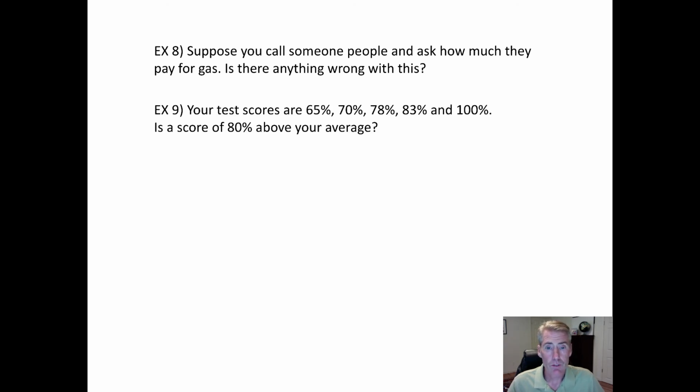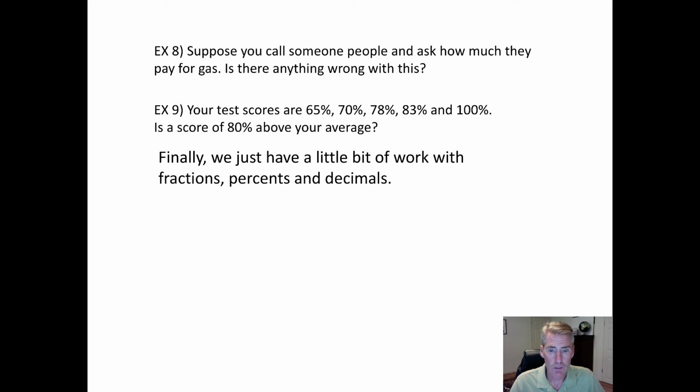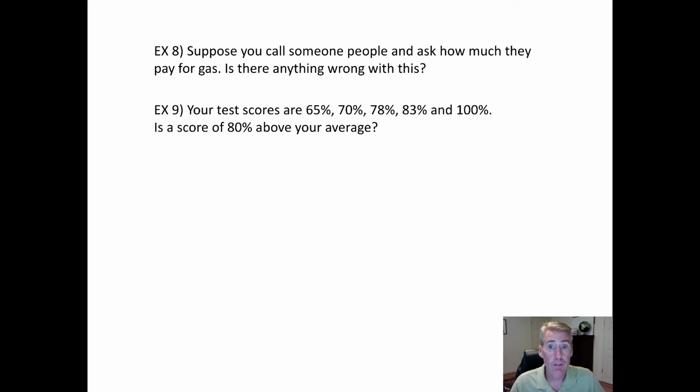Suppose that your test scores are these: 65, 70, 78, 83, and then 100. Good job improving. So is an 80 above your average? The problem is that average, when we say it in English, it just sort of means the middle. But in statistics, there are actually specific, hold on, no, back up, thank you. The little program was trying to get ahead of itself.